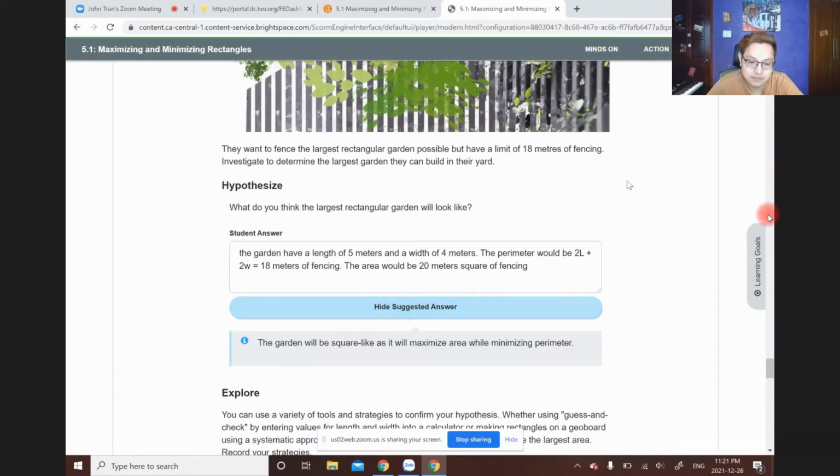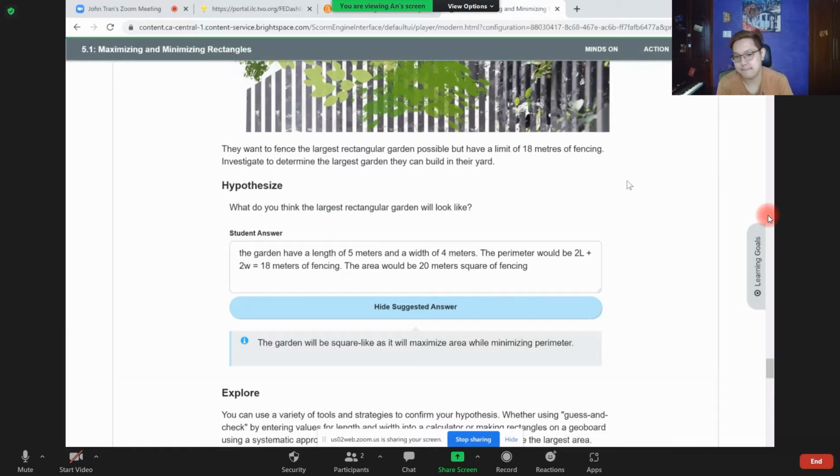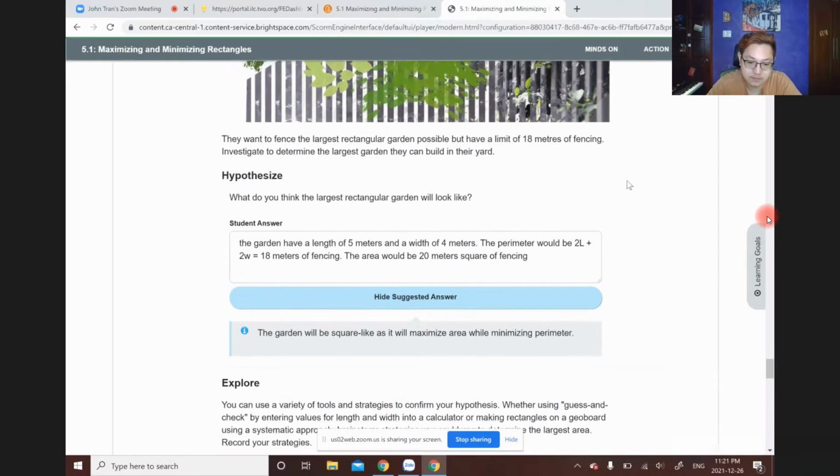It will be a square, as it will maximize the area while minimizing the perimeter. Yes. Yeah. Square-like.